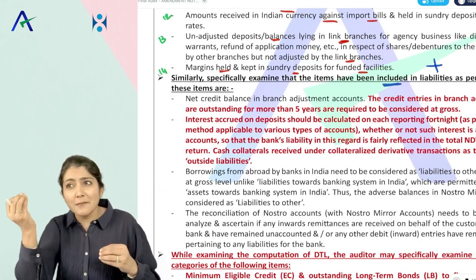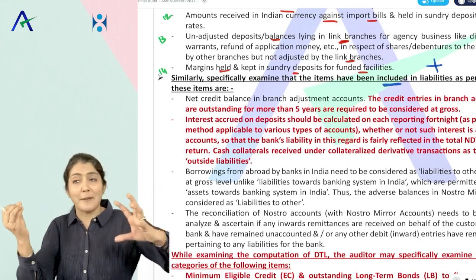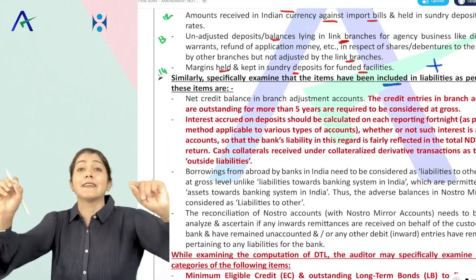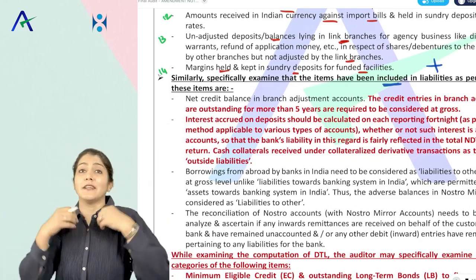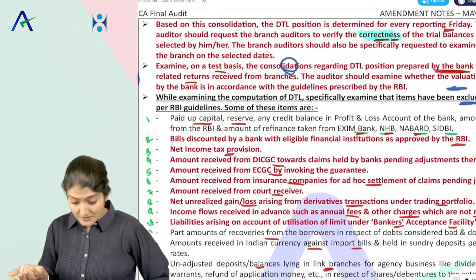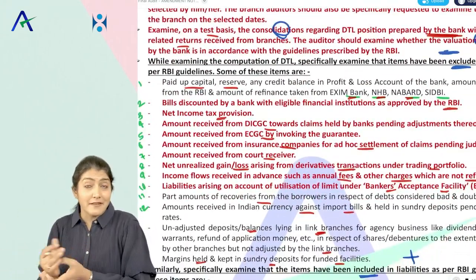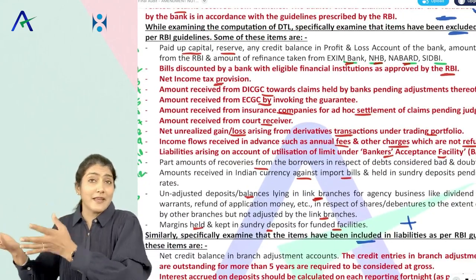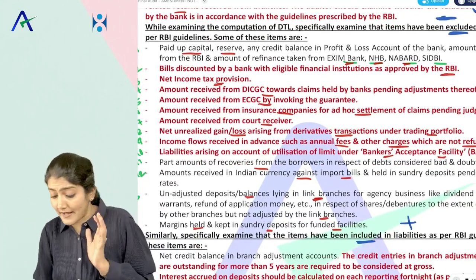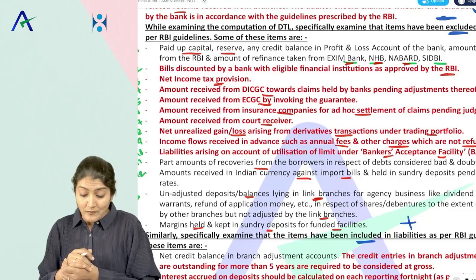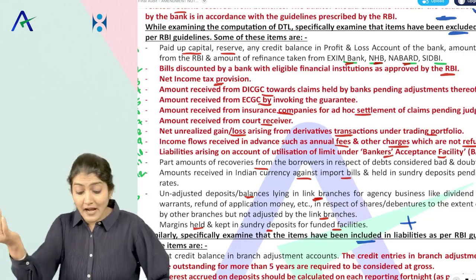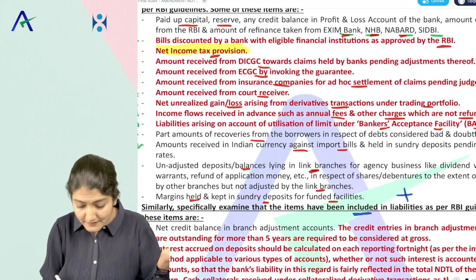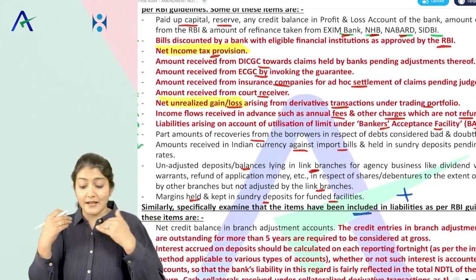Right, so with a little bit of common sense and a little bit of memory together, you can remember what is not to be included in the computation of DTL. Paid up capital, reserves, any credit balance, loan from the RBI, refinance taken from Exim, NABARD, NHB, SIDBI, and so on. Then bills discounting done. Then after that, net income tax provision, net unrealized gain or loss. I can club it together.